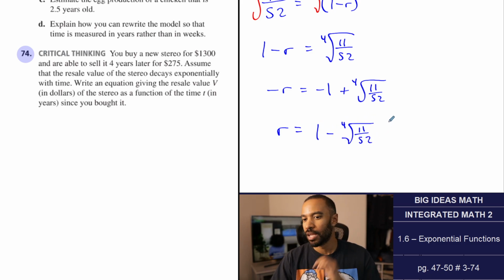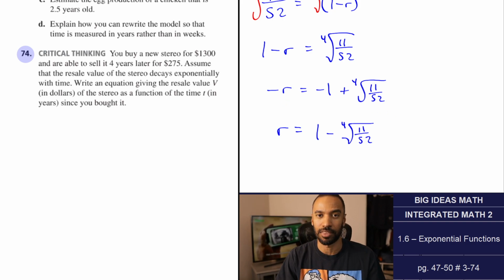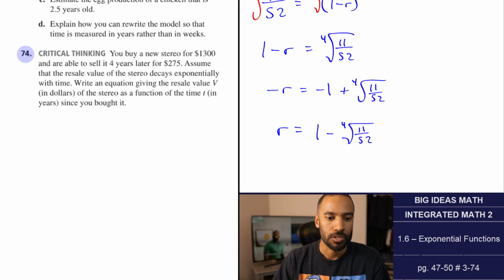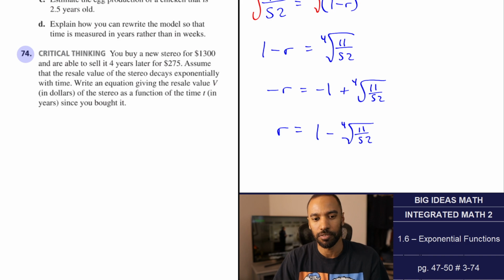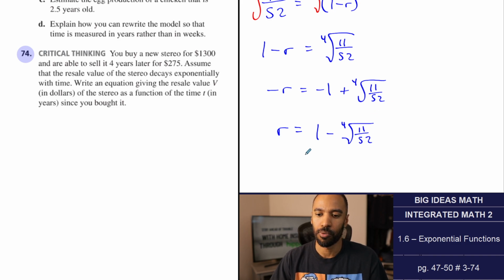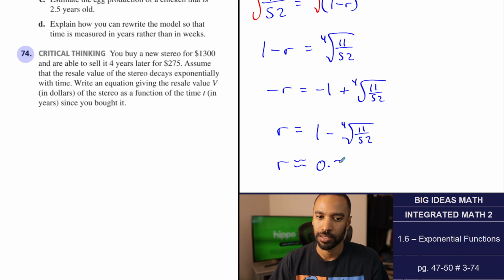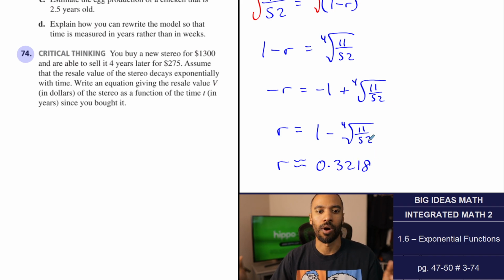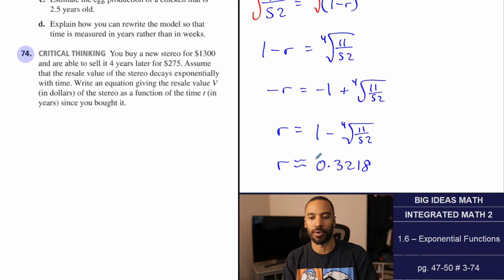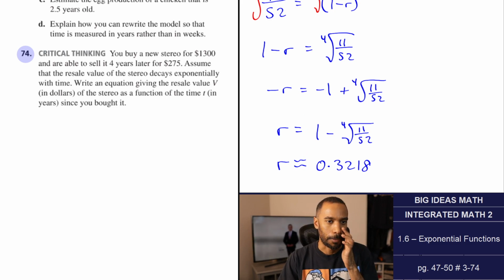And that looks weird. It's at this point that I will calculate this, and we will get some rounded value that works for us. So the 4th root of 11 over 52, remember, you can use 11 over 52 to the 1/4 power. And as a whole, I'm getting 0.3218, and it keeps going. But that's my r value there.